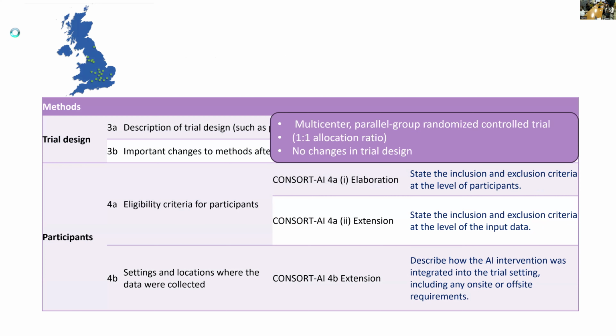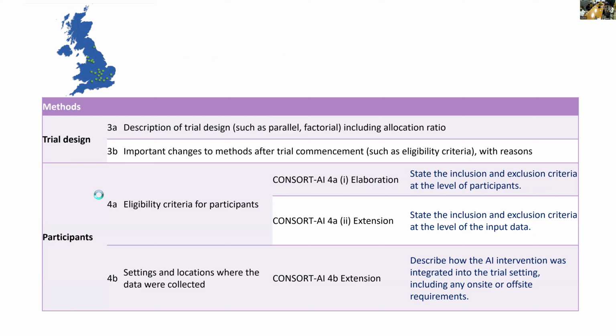So it was a multi-center parallel group RCT with a 1:1 allocation to both the intervention and control arm. And the CONSORT checklist asks if there were any changes to the method of trial design. So the answer for that is no.